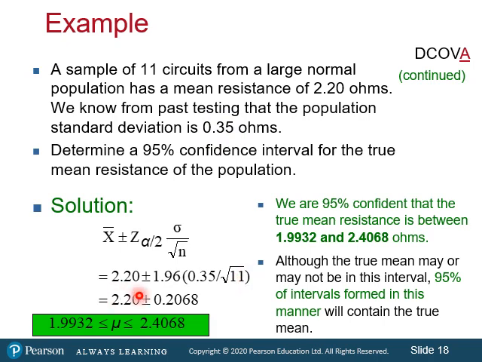So here we have 2.20 plus minus 0.2068. The lower limit will be 2.20 minus 0.2068, which will be 1.9932, and the upper limit will be 2.20 plus 0.2068, which is this part here. So what we can conclude here is, we are 95% confident that the true mean resistance is between 1.9932 and 2.4068 ohms.